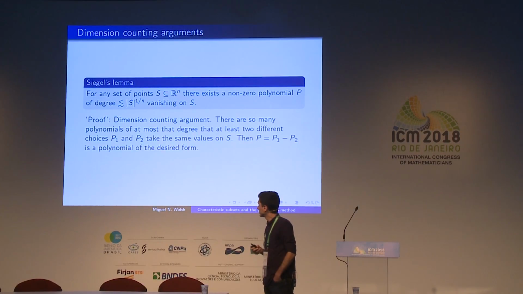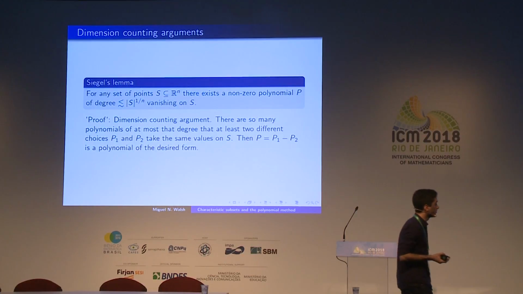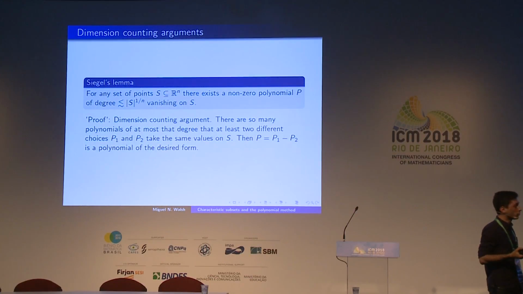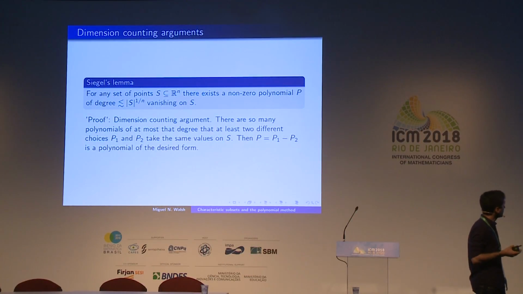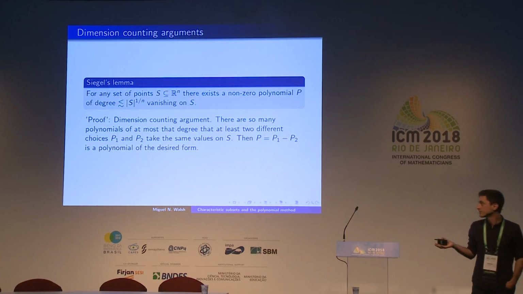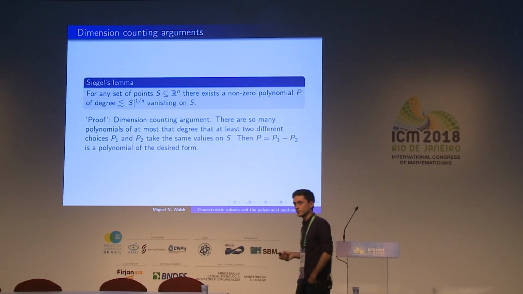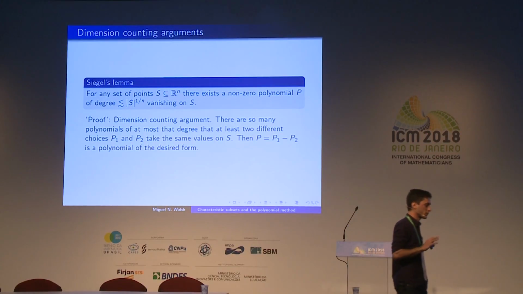And the proof of this result follows what I call a dimension counting argument. It's just something extremely simple, it's just basic linear algebra. You just count how many polynomials there are of at most a degree. And there are so many polynomials of at most a degree that at least two different choices have to take the same values on S. Then you just consider the difference of those two polynomials, and you have the polynomial you want, a polynomial that vanishes on each set of points. So it's just a dimension counting argument of how many polynomials there are.